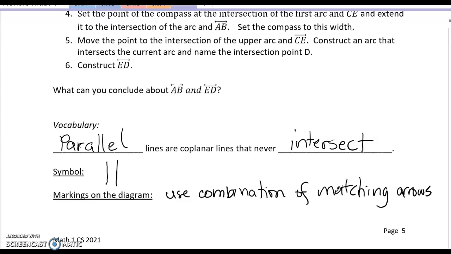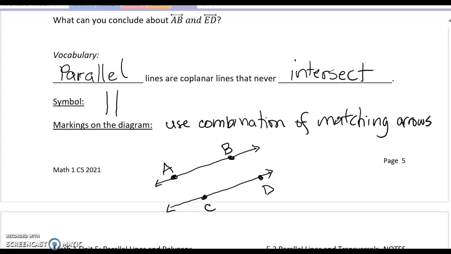All right, so the markings on a diagram to show that two lines are parallel is that you'd use a combination of matching arrows. For example, if we are looking at these two lines, line AB and line CD, initially they may appear to be parallel, but as we've said before, you cannot assume from a diagram unless you're given information to state that they are parallel. Just because they look parallel, they are not necessarily parallel.